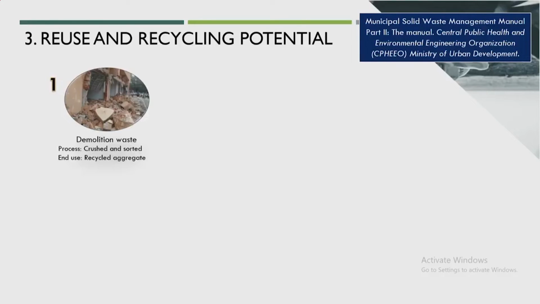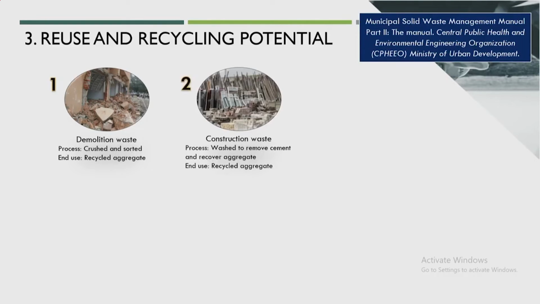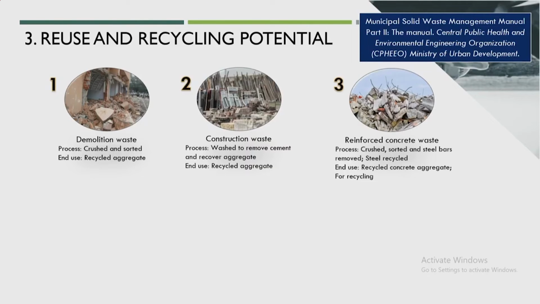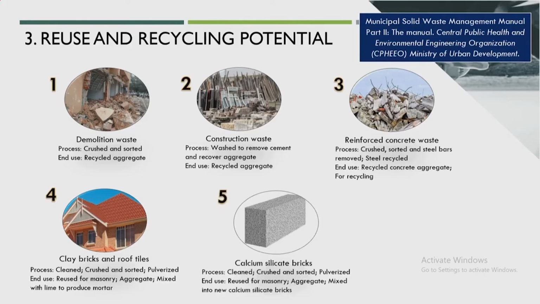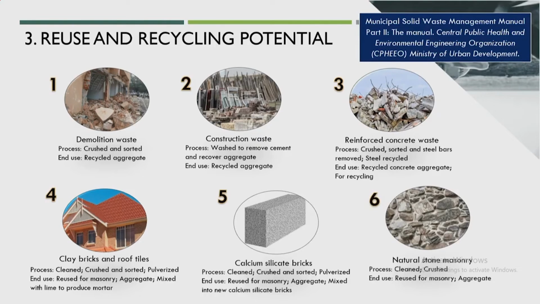So, now the reuse and recycling potentials. I have come up with around 12 to 14 different wastes and their end uses. First, take demolition waste; the end use could be recycled aggregates. Construction waste, end use could again be recycled aggregates. Reinforced concrete waste, end use could be recycled concrete aggregate. Clay bricks and roof tiles can be reused for masonry aggregates or mixed with lime to produce mortar. Calcium silicate bricks also could be reused for masonry, or we can prepare another brick from that. Natural sand and natural stone masonry can also be reused for masonry and aggregate.